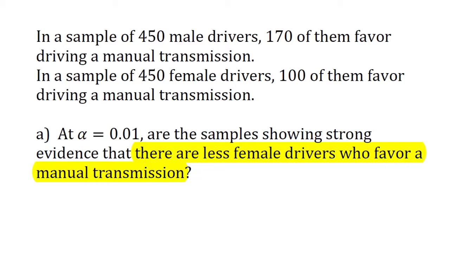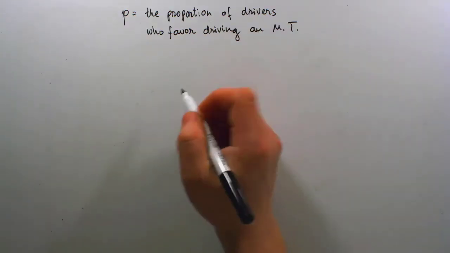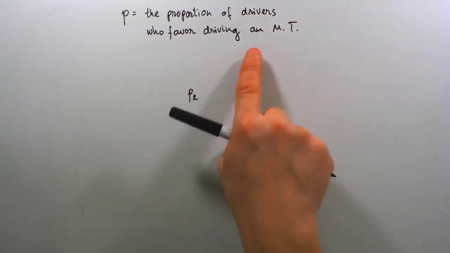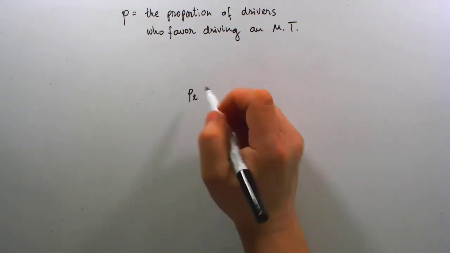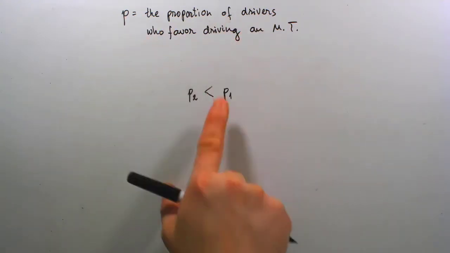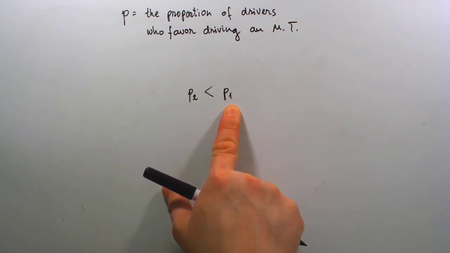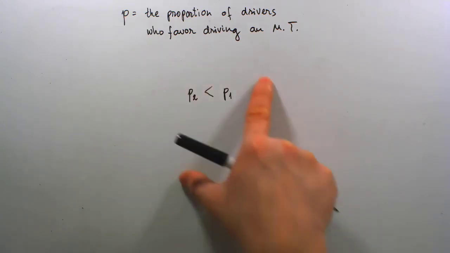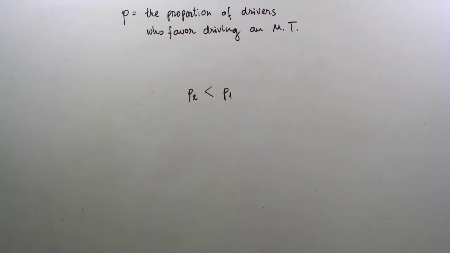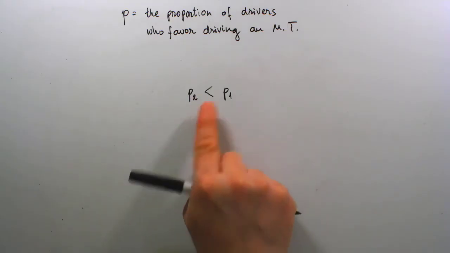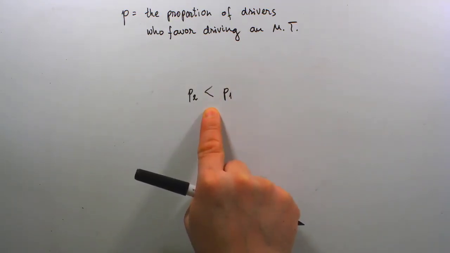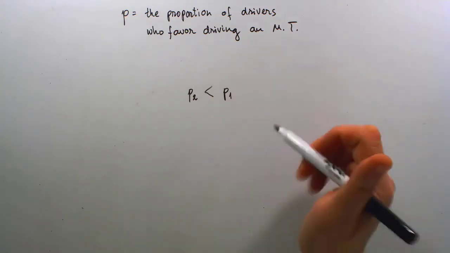What I was in the middle of saying earlier is that it means we are trying to prove that P2, the proportion of female drivers who favor driving a manual transmission, is less than P1. P1 here is the proportion of drivers in the male drivers population who favor a manual transmission. This is the comparison statement that we are testing, a comparison statement about the two population proportions, P2 and P1. It came straight out from the wording of our question that we have seen on the computer screen, and it's an inequality.